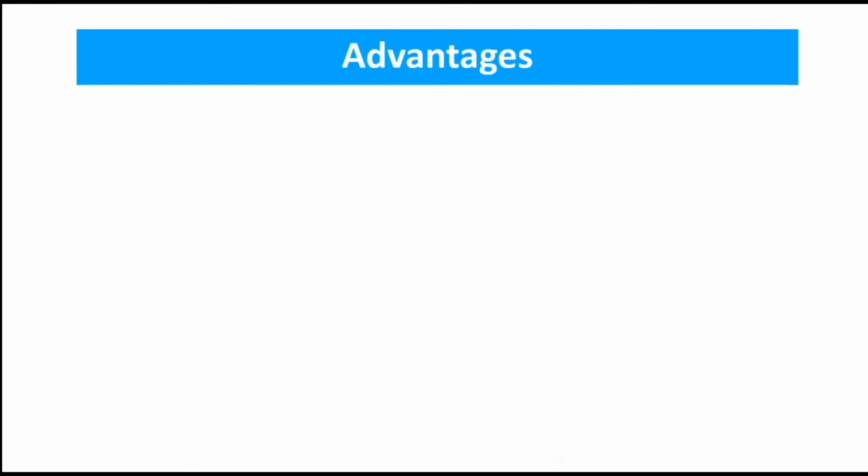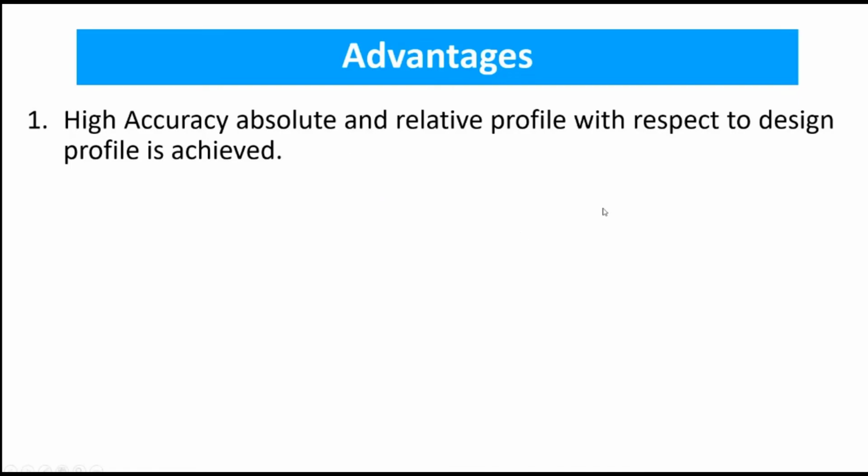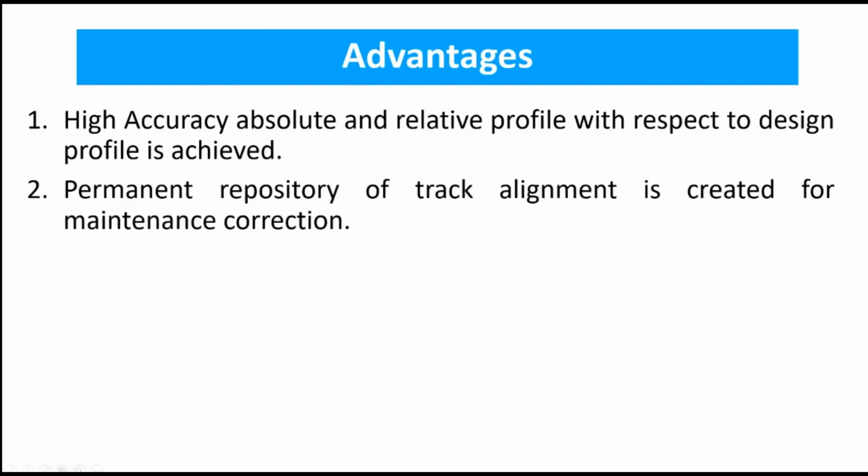What are the advantages? In this method we get high accuracy, absolute and relative profile with respect to the designed profile, and we get permanent repositioning of the track alignment. Track alignment is available, control points are available, primary, secondary and tertiary all three are available. They can be used in future.